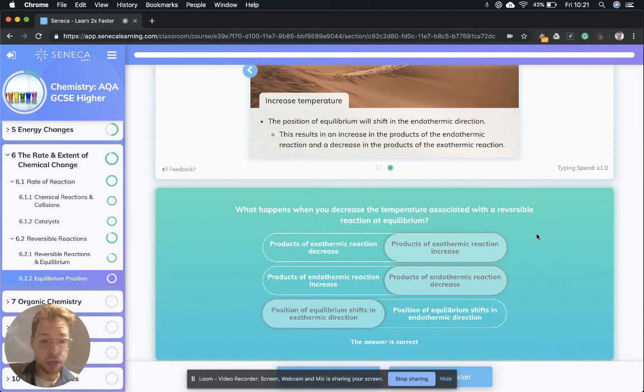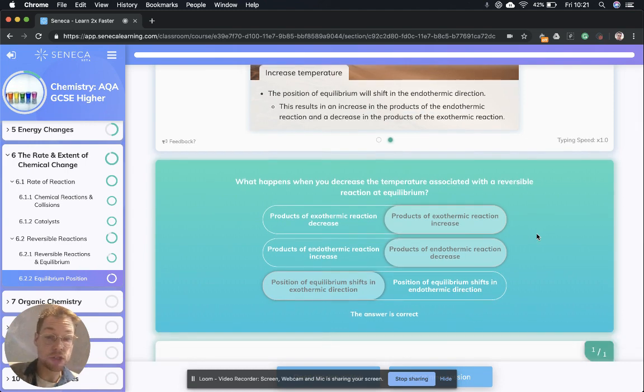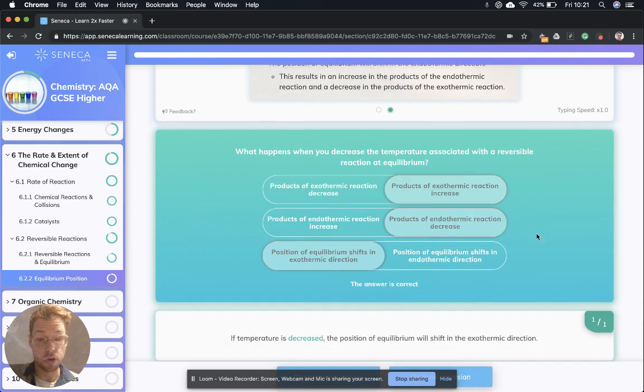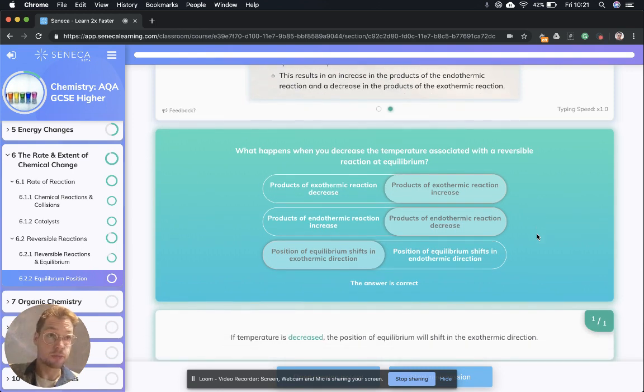And so what happens when we decrease the temperature of a reversible reaction? Products of exothermic reaction increase, products of endothermic decrease, and the position of the equilibrium shifts in the exothermic direction. When an equilibrium shifts in a particular direction, we make more of the products in that direction. So if we're making more exothermic products, we'd say that the position of the equilibrium shifts in the exothermic direction, okay?